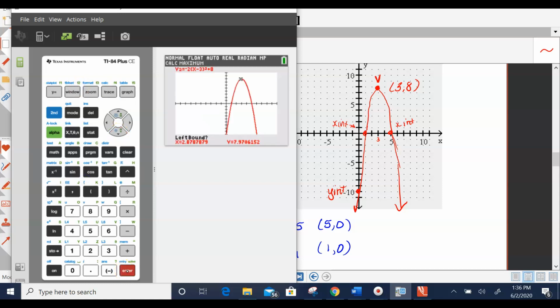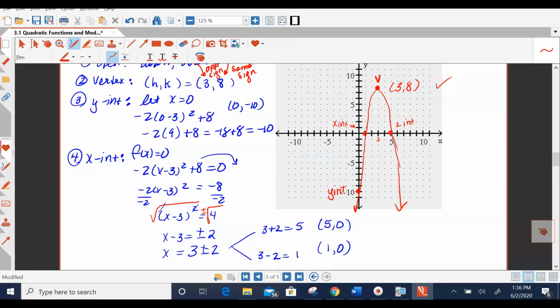When you choose either the max or the min, it's going to ask you to put your cursor on the left side of that max or min and press enter. Then move your cursor past it to the right side and press enter. And when it says guess, press enter again. 2.9999996 is the same thing as 3. The y value is 8, so it checks out.